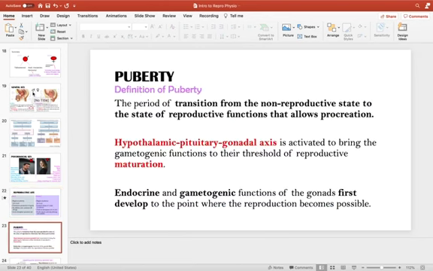And puberty. Definition of puberty: the period of transition from non-reproductive state to state of reproductive functions that allow procreation. The hypothalamic pituitary gonadal axis is activated to bring the gametogenic functions to their threshold of reproductive maturation, and the endocrine and gametogenic functions of the gonads first develop to the point where reproduction becomes possible.